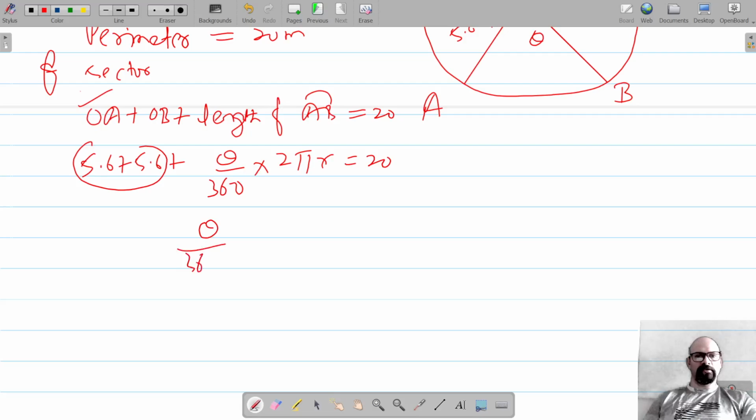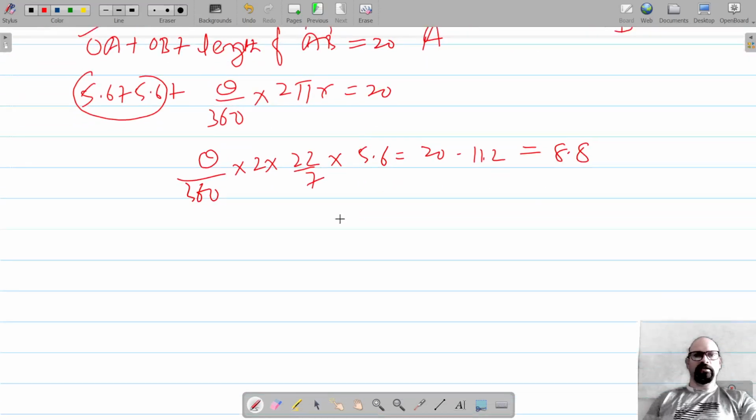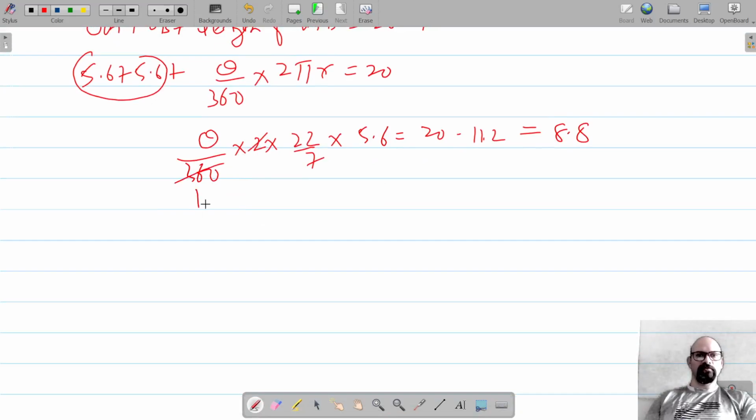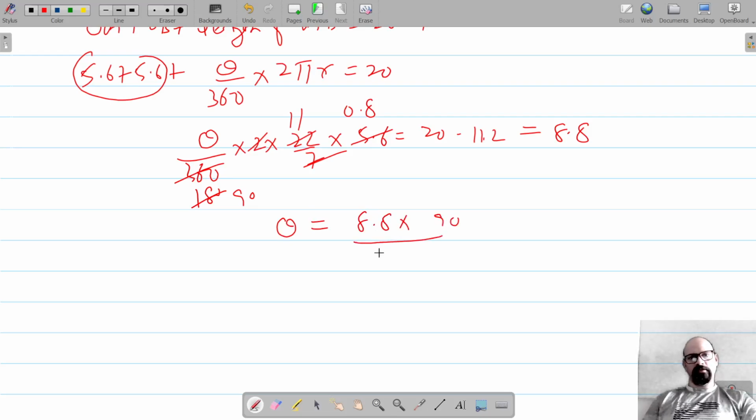So this is theta by 360 into 2 into 22 by 7 into 5.6 is equal to 20 minus 11.2, which gives me 8.8. So theta is equal to 8.8 into 90 upon 11 into 0.8. If I take these decimals off, theta is 90 degrees. So that means this is a quarter.